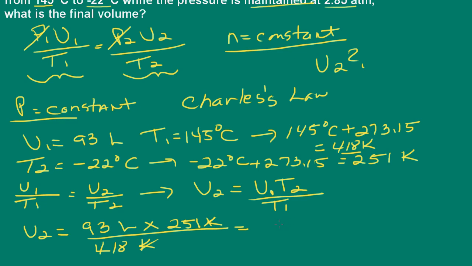So let me see here. This is equal to 56 liters. And that makes sense, right? Because we know that when the temperature is decreased, then my volume is going to decrease as well, according to Charles's law.